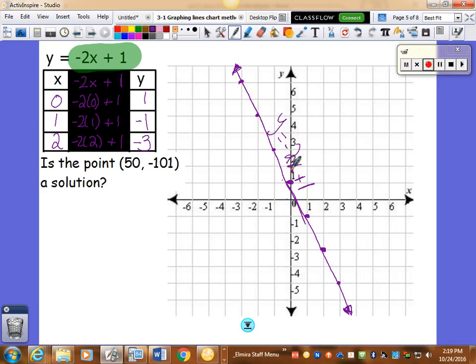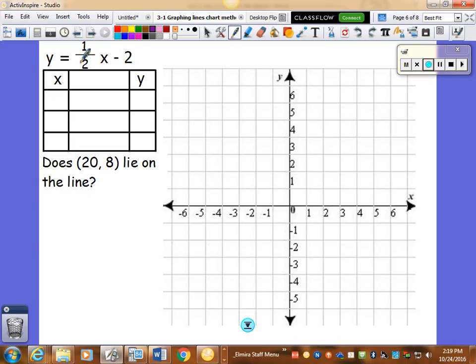Okay. Then there are some that have fractions in it. In a fraction one, you could start with 0, but don't do 0, 1, and 2. Count by the denominator. So I'm going to count by 2's. Why? Because counting by 2's makes it so that you don't end up with fractional answers over here. 1/2 x minus 2. So half of 0 is 0. Take away 2 is negative 2.